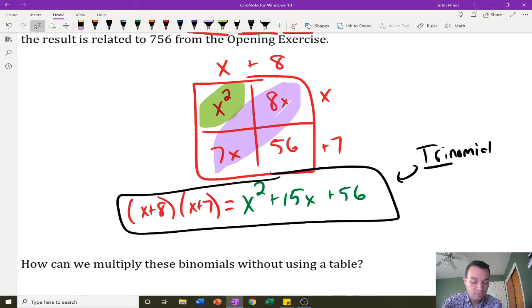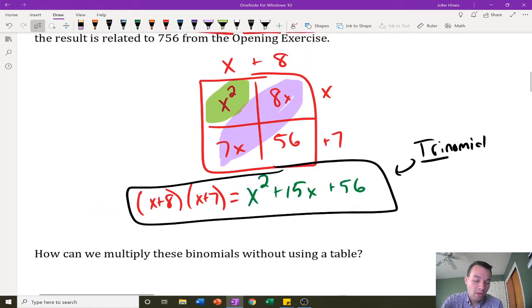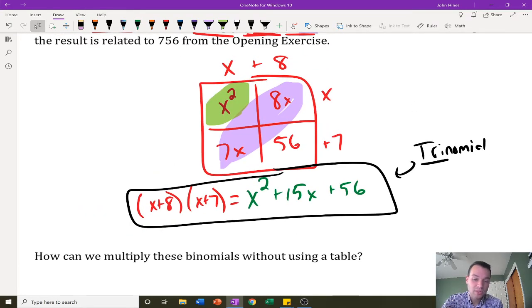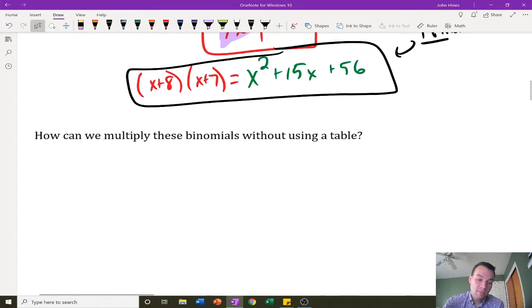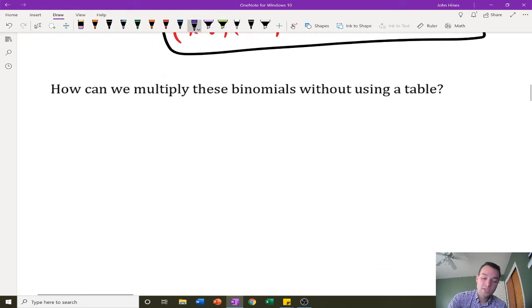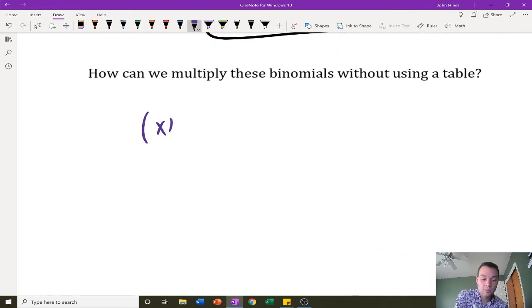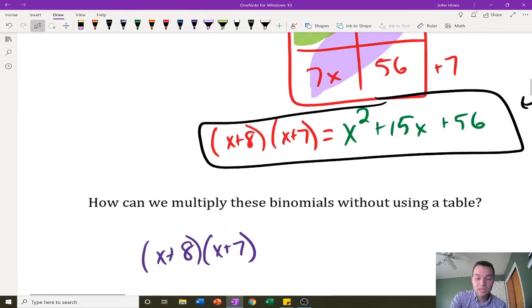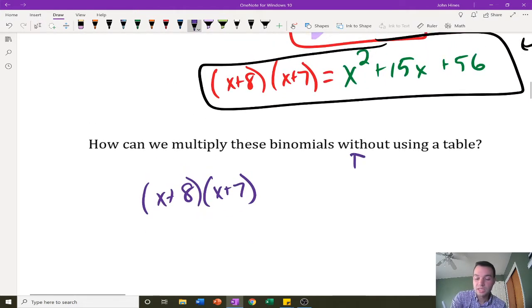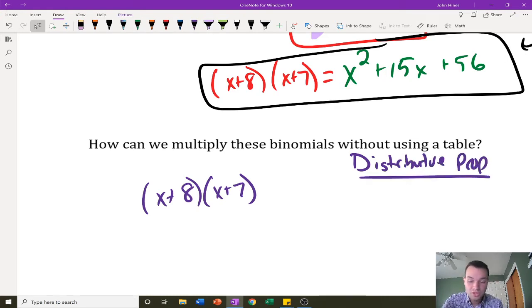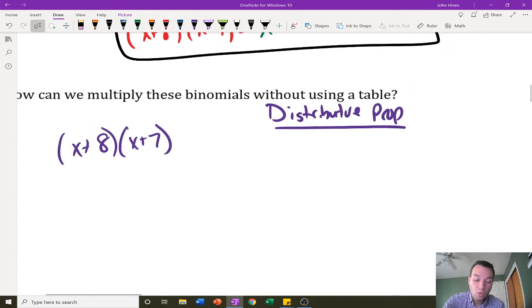Hopefully this seems familiar. We are going to be using tables a lot throughout this course, especially in the beginning of the year. So how do we do it without a table? Maybe your 9th grade or your algebra teacher didn't tell you how to multiply without a table. And the answer is our friend, the distributive property. What this table is really doing for us is we're just nicely applying the distributive property. Our second favorite property, the distributive property, which we use a whole lot in algebra.